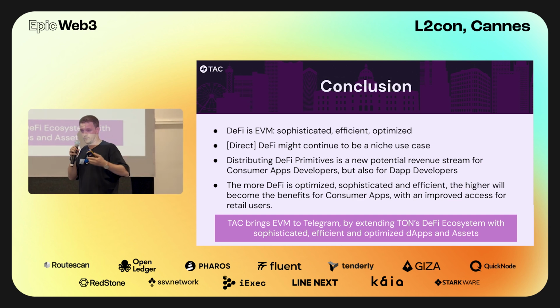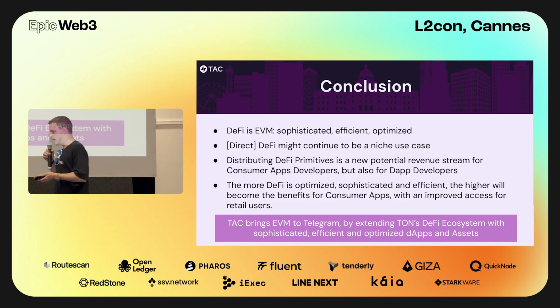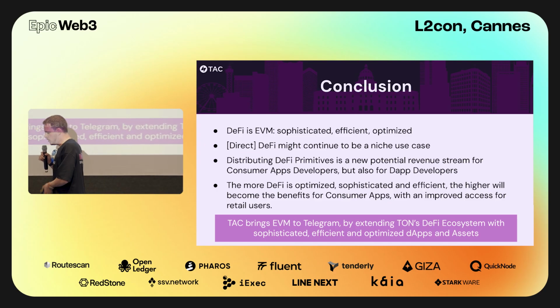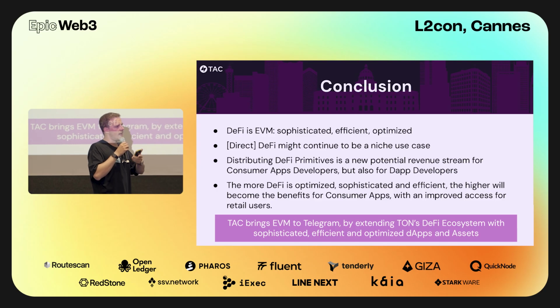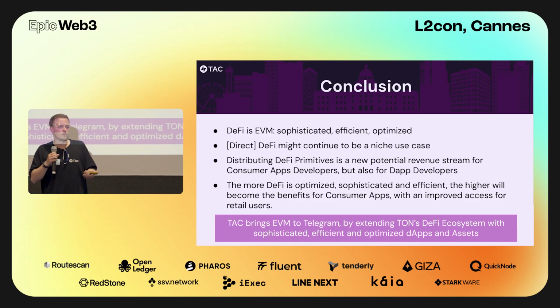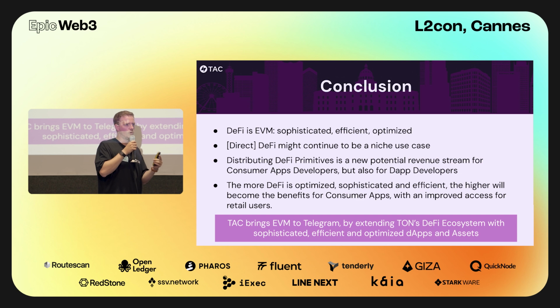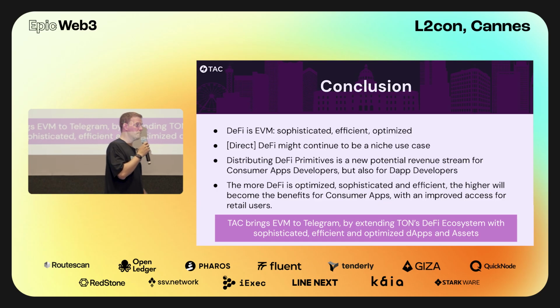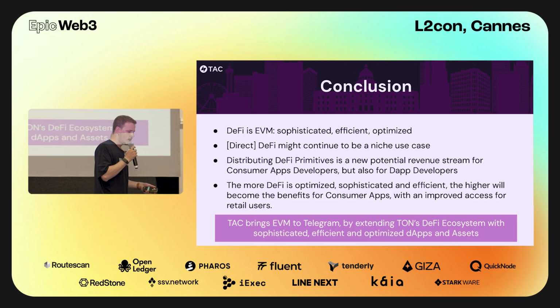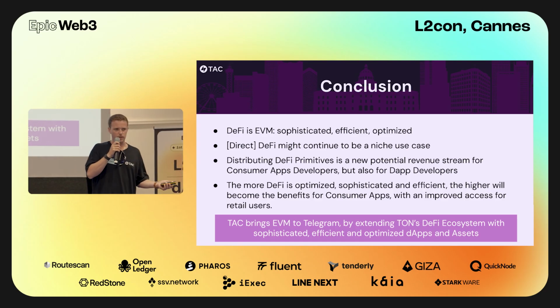Of course, we are taking a direct TON-centric approach because we believe that direct DeFi will continue to be niche. Those power users that today go and do different strategies, do ARBs, hedging, etc., will not become retail. The way to really distribute DeFi primitives and sophisticated DeFi is to go through consumer apps, what people use. With TAC, again, we are extending the TON DeFi ecosystem with sophisticated, optimized, and battle-tested DeFi to make this a reality. We're having a lot of fun doing this, also with our partners.